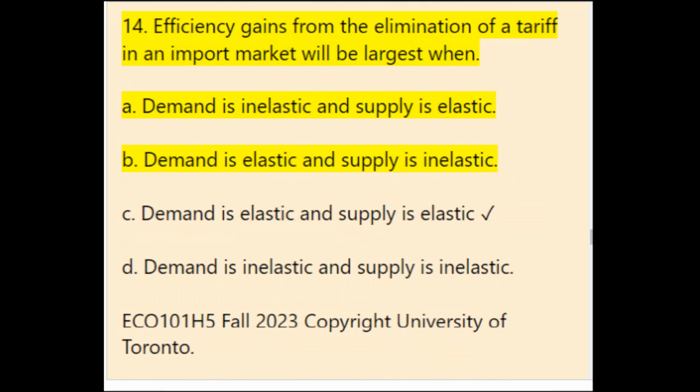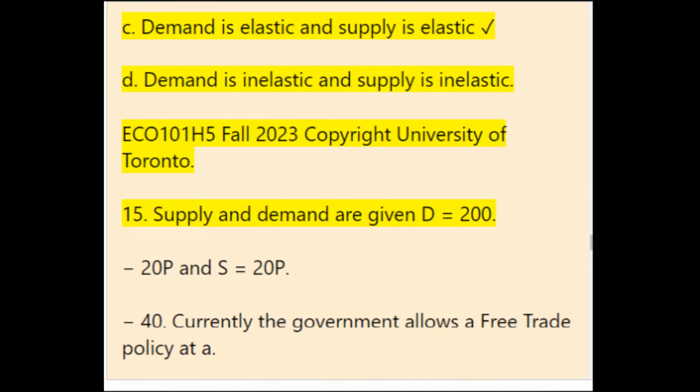14. Efficiency gains from the elimination of a tariff in an import market will be largest when A. Demand is inelastic and supply is elastic. B. Demand is elastic and supply is inelastic. C. Demand is elastic and supply is elastic. D. Demand is inelastic and supply is inelastic.